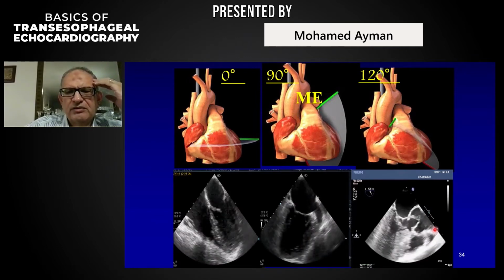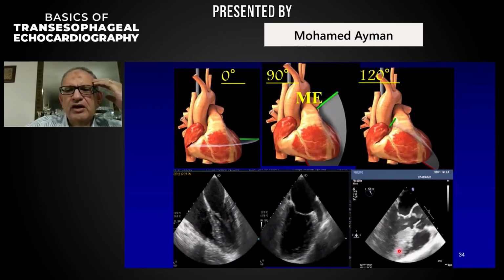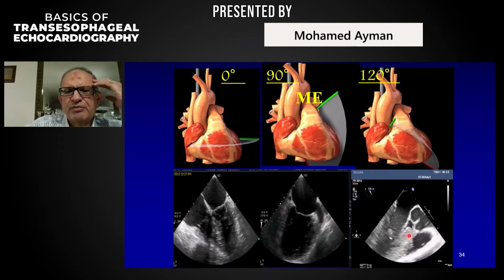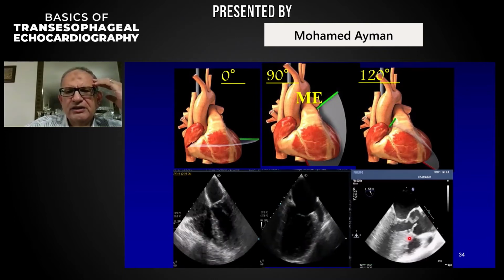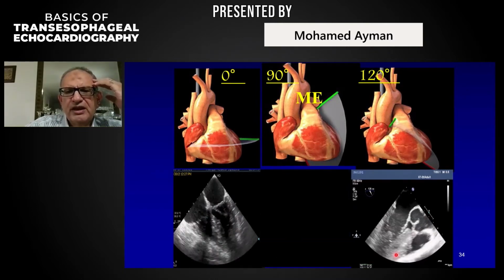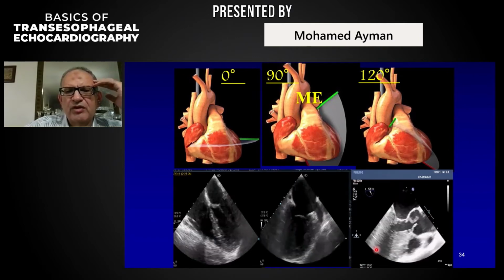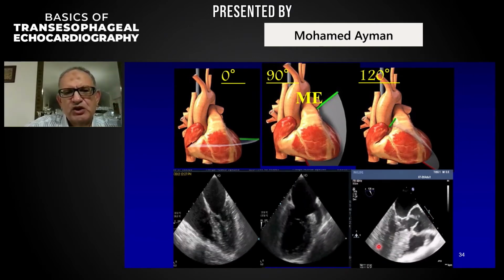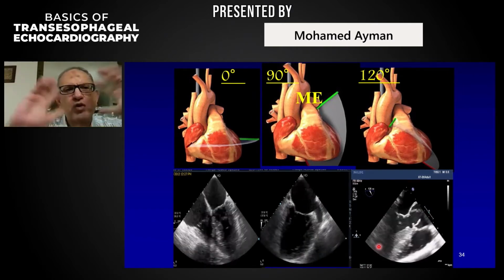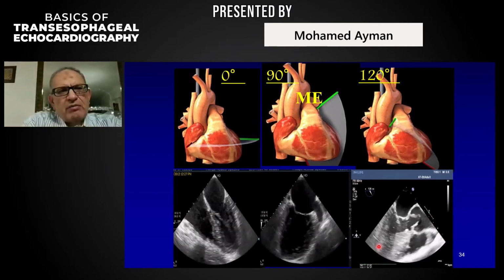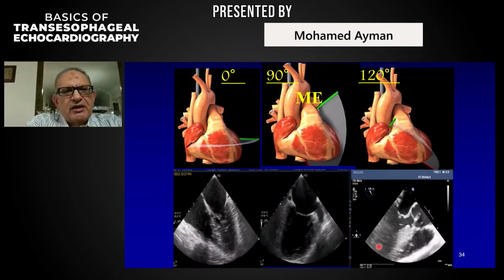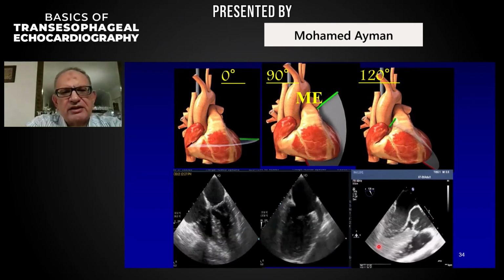In the long axis view here, you are going to see, like in the parasternal long axis, the anterior septum, and this is the inferolateral wall of the left ventricle. So you can see a lot of the segments of the wall by just getting different angles of ultrasound: 0, 90, and 120.